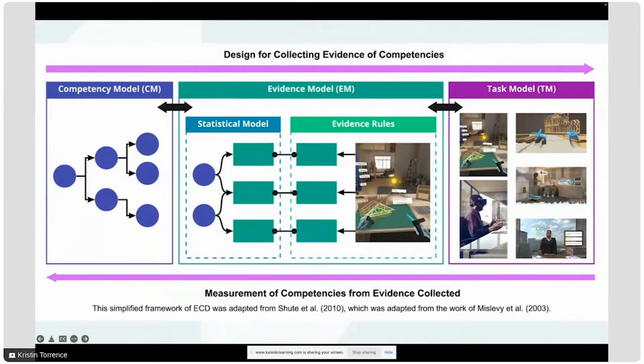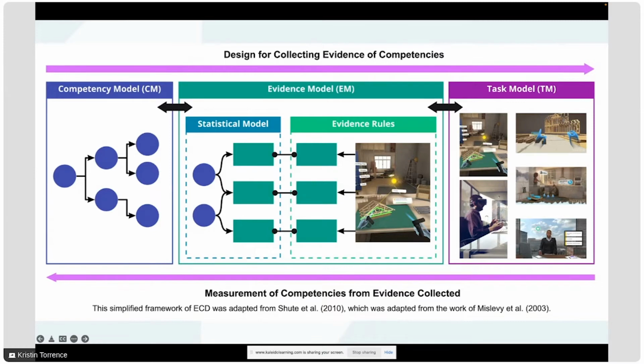So evidence-centered design does this through the interactions of three primary models: the competency model, the evidence model, and the task model. And if you move from left to right, from the competency model to the task model, it's a design framework for how to design virtual reality experiences that are intentional, focused, and collect evidence of competencies. So by identifying what we want to measure in the competency model, how we're going to measure it in the evidence model, and where we get the data in the task model.